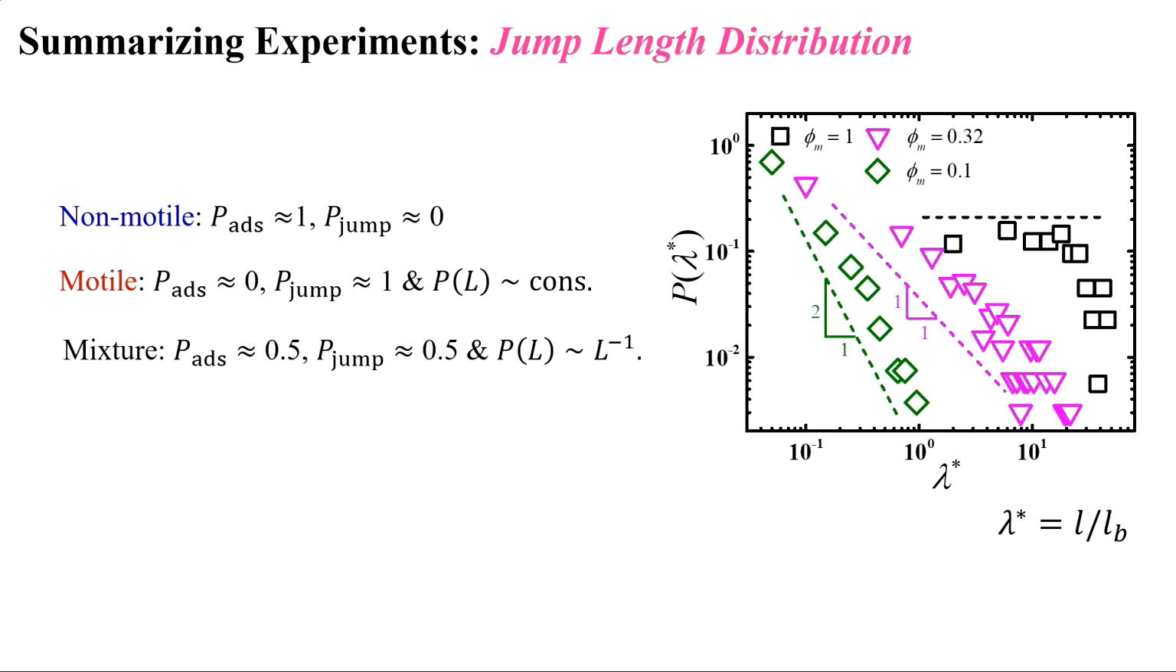If one tries to summarize what the experiments indicate, basically the non-motile particles come in and get adsorbed with probability 1 and with no jump length. The motile particles, more or less, do not adsorb the moment they see the surface; they move around and then get adsorbed after a finite jump length distribution. And the mixture will have a contribution from both of these, right?